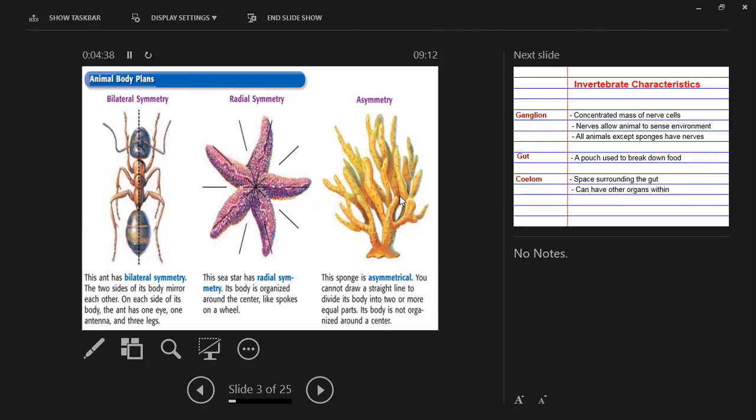We can't divide it into equal parts, maybe two, maybe three, maybe four. Its body is not organized around the center. Radial symmetry is organized around the center, and asymmetry is not organized around the center. There's a difference between bilateral symmetry, radial symmetry, and asymmetry.